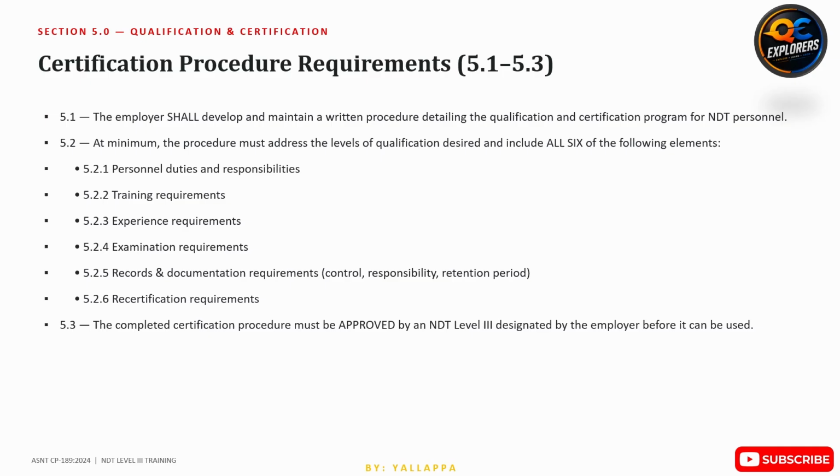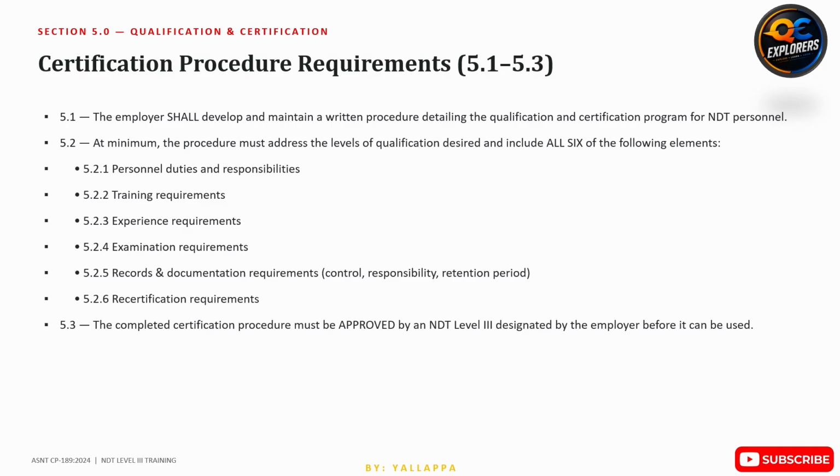The second element establishes the training requirements, specifying how personnel will receive the education necessary for qualification. The third addresses experience requirements, explaining how practical experience will be documented, evaluated, and verified before certification. The fourth covers examination requirements, including the general, specific, and practical examinations required for each certification level. The fifth addresses records and documentation.